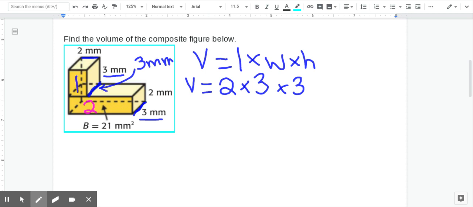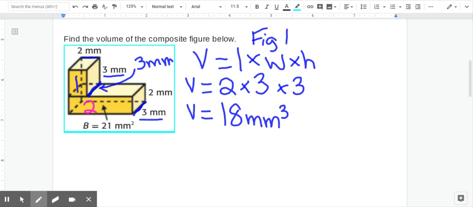So now I can find the volume of figure 1 by multiplying 2 times 3 times 3, which will give me my final volume of 18 millimeters cubed, or cubic millimeters. So that's my volume of figure 1. I'm going to label that right up at the top, figure 1. Now I have to find the volume of figure 2.